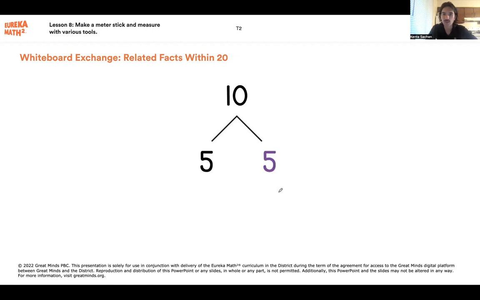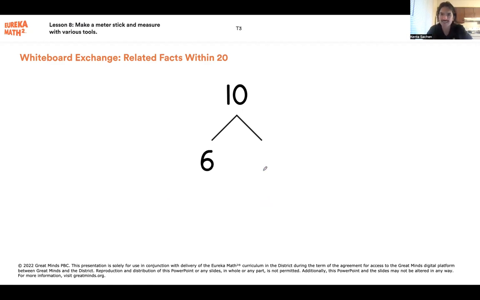So let's think about some addition and subtraction sentences that we can write for this. Maybe you think of one. Maybe something plus something equals 10 or 10 minus something equals something. Great. Now, since these are the same numbers, we only have 2 of them. So let's read these out. 5 plus 5 equals 10, right? And 10 minus 5 equals 5, right? Or we can say 10 minus 5 also equals 5.